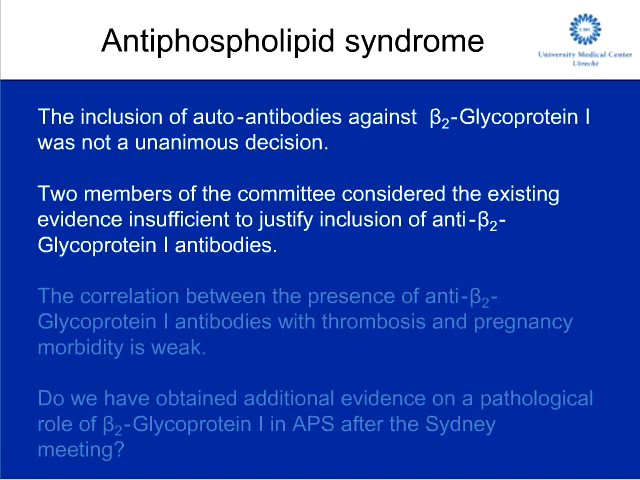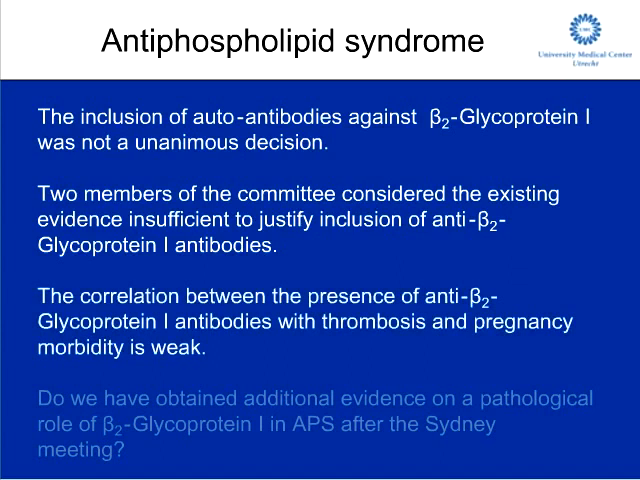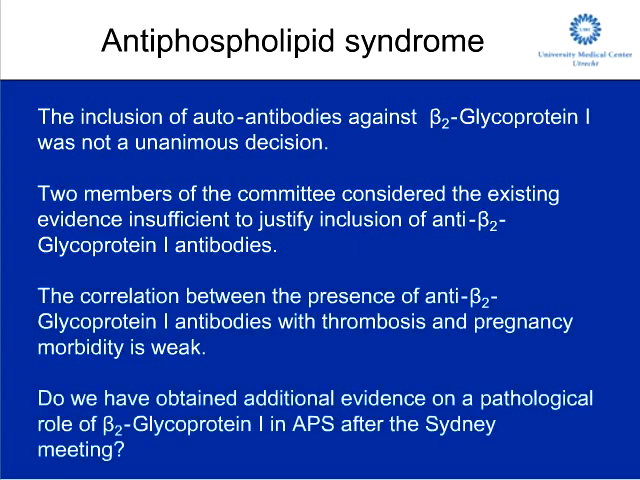And I must say, in all the studies performed, case cohort studies and other studies, the correlation between the presence of anti-beta-2-glycoprotein 1 antibodies with thrombosis and pregnancy morbidity is rather weak. So have we obtained additional evidence after 2004 for the pathological role of beta-2-glycoprotein 1 in the antiphospholipid syndrome? And I think yes, we have.